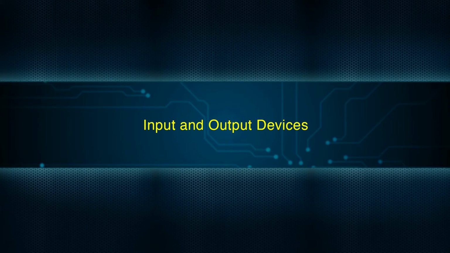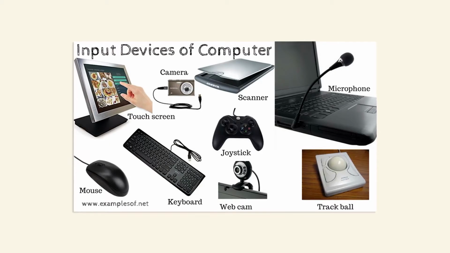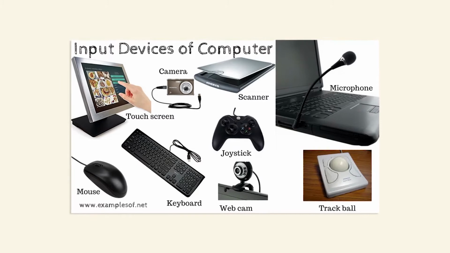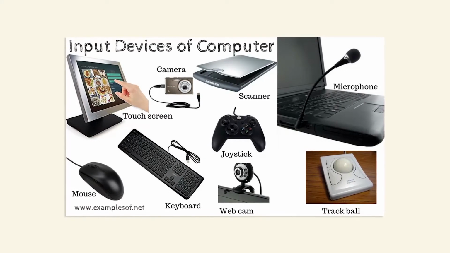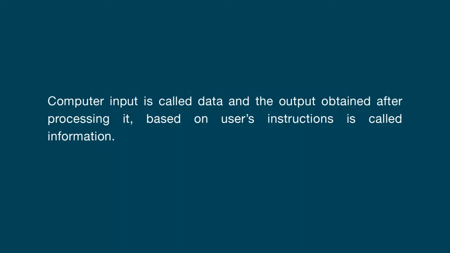Input and output devices. An input device sends information to a computer system for processing, and an output device reproduces or displays the results of that processing. Computer input is called data, and the output obtained after processing it based on user's instructions is called information. Raw facts and figures which can be processed using arithmetic and logical operations to obtain information are called data.